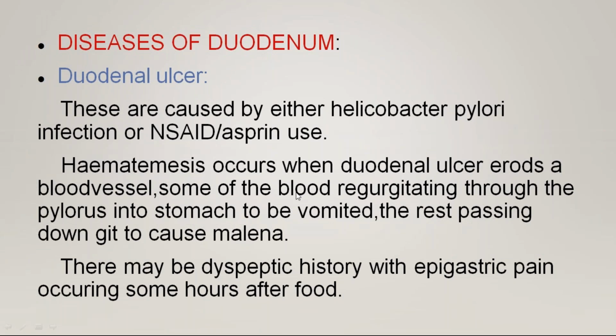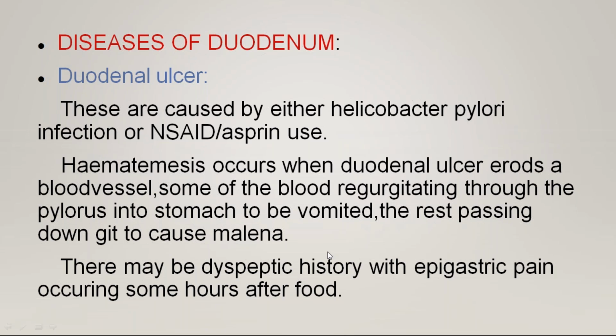Some of the blood regurgitates through the pylorus into the stomach and may be vomited, and the rest passes down the GIT, which will lead to melena. So a duodenal ulcer may present with hematemesis and melena, because some of the blood passes through the pylorus into the stomach and manifests as hematemesis, and the rest passes through the rest of the GIT and presents as melena.